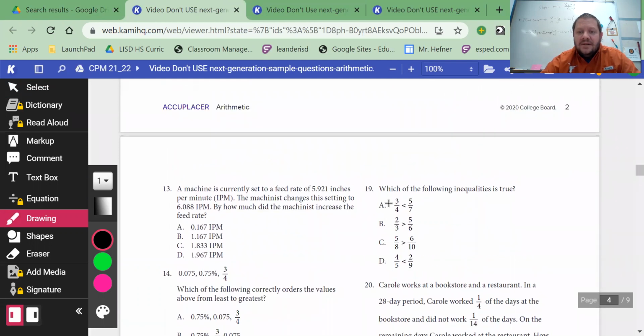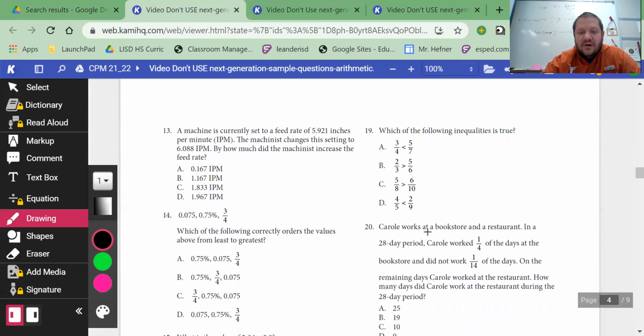Sometimes it's comparison stuff. Like, which of the following inequalities is true? Which one is 3/4 less than 5/7? You really have to think through what the sizes of these fractions truly are.